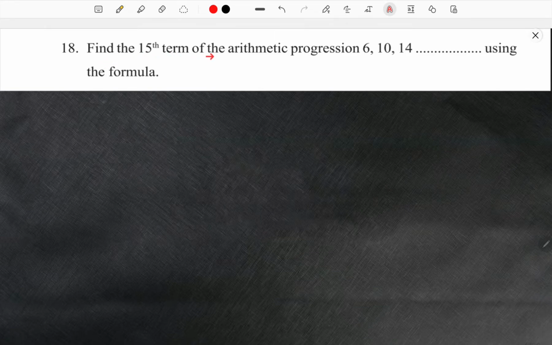Find the 15th term of the arithmetic progression 6, 10, 14, and so on, using the formula. Very simple question. Given AP. What is the given AP?